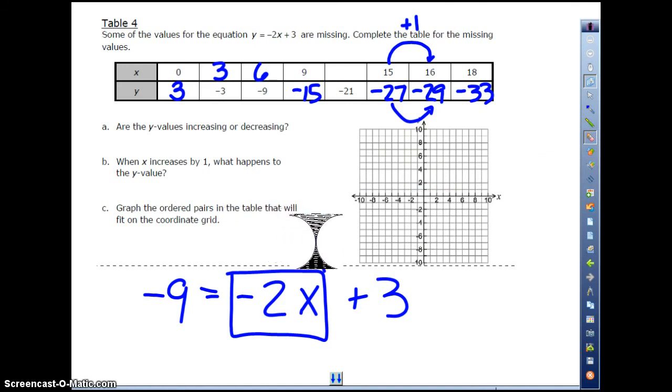You've got to be real good with your integers to be doing this. If you guys need help with your integers, you need to come see me.